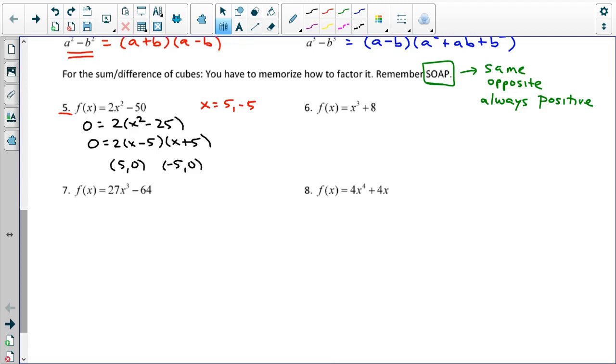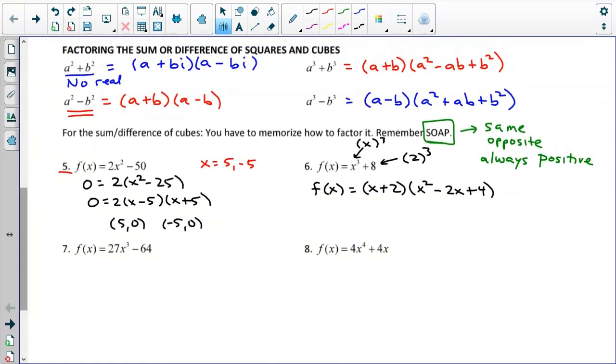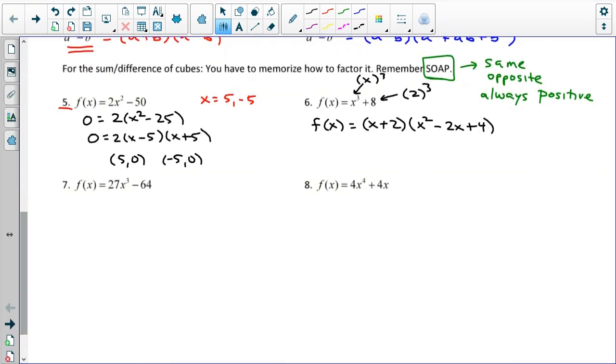Number 6, here is our first example of a sum of two cubes. So notice that x cubed is really x cubed, and 8 is really 2 cubed. So my a in this case is x, and my b in this case is 2. So I have x plus 2 times x squared minus 2x plus 4. So notice I'm just taking a, substituting it in everywhere there's an a, and b, substituting it everywhere there is a b. And that's basically what happens in SOAP problems. You just have to memorize the stuff.